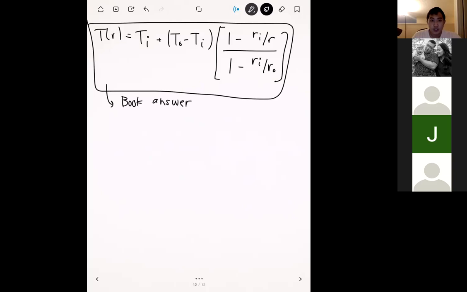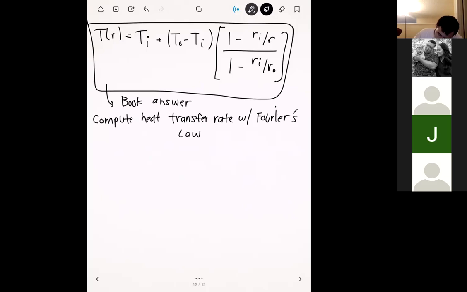And just like we did with the cylinder, let's go ahead and compute the heat transfer rate using Fourier's law. Okay. And so Fourier's law.